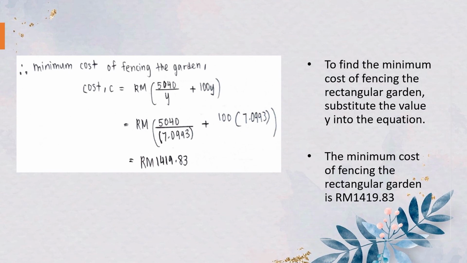Okay, so lastly, to find the minimum cost of fencing the rectangular garden, we have to substitute the value y into the equation. We already got the value y, which is 7.0993. So after we substitute in and calculate it all, we will get 1,419 ringgit and 83 cents. Therefore, the minimum cost of fencing the rectangular garden is 1,419 ringgit 83 cents.